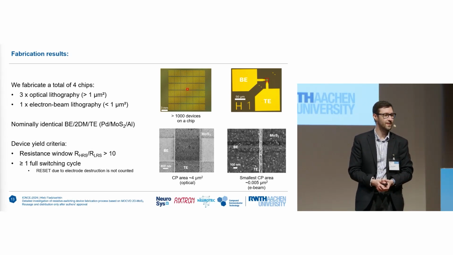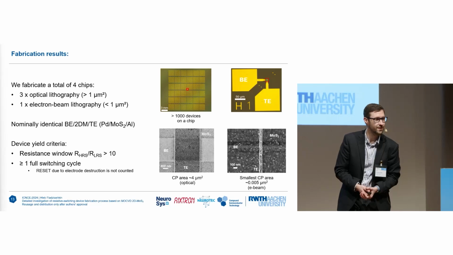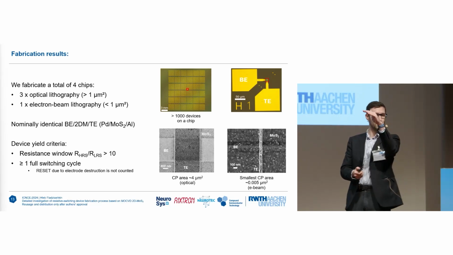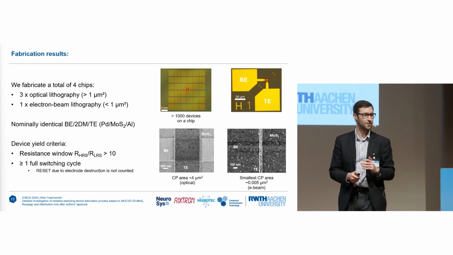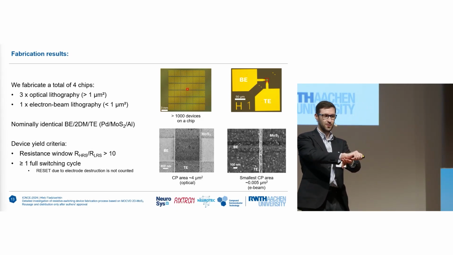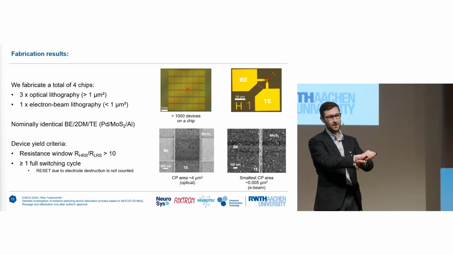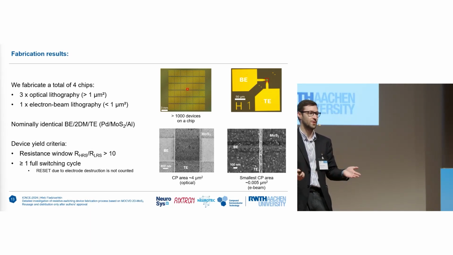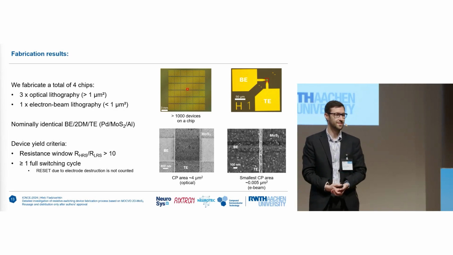Is there no partial oxidation of aluminum? It could be happening on the surface? This is actually a very good question. That's why we also have some reference structures where we have just aluminum and palladium touching each other, and we make sure that there is no oxidation and there is no parasitic resistive switching happening.